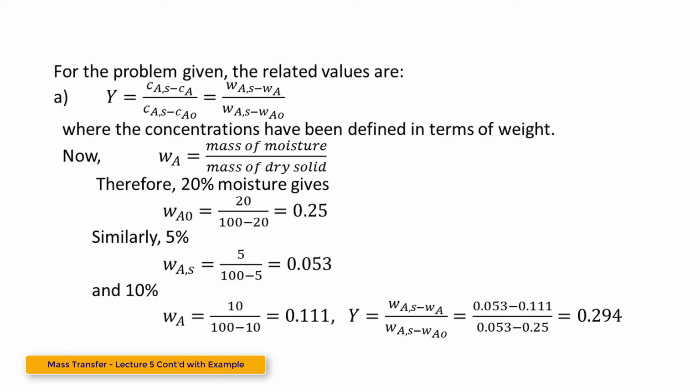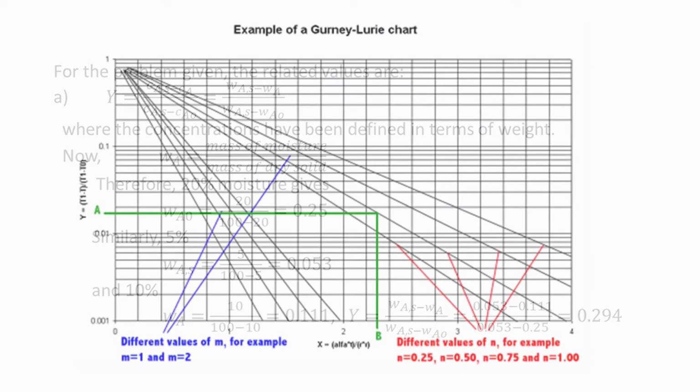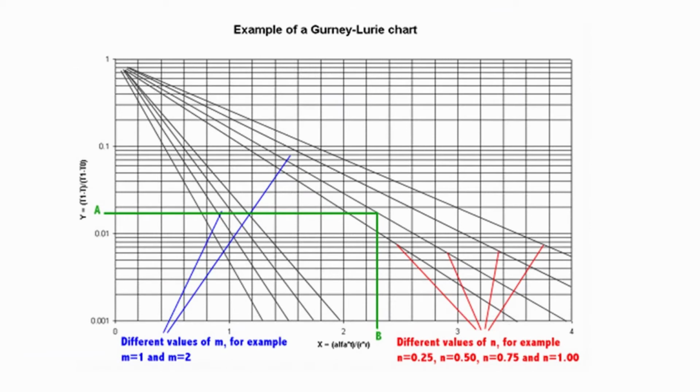So if you follow what I said, there are 3 properties that we define. If you know 3, then you go to the graph and look for the 4th. Okay. So here, the Gurney-Lowry charts, they look like this. It is a semi-log plot. Semi-log means one axis is logs.